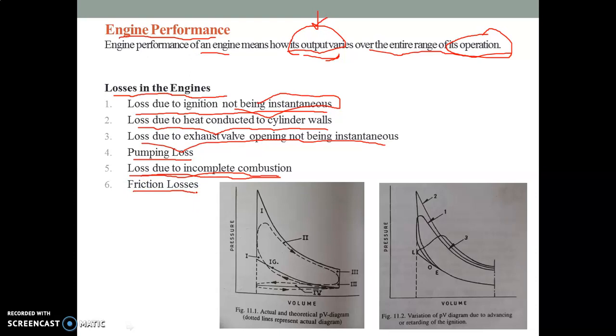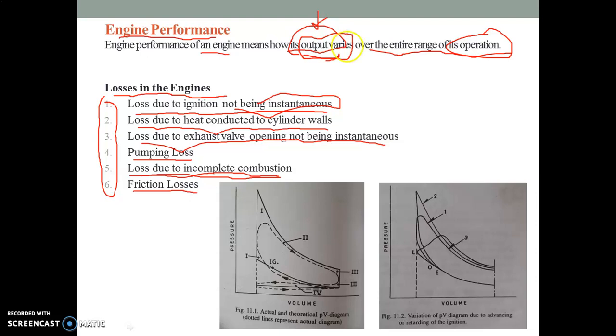So some power is lost in an actual engine to overcome friction of its various running components or parts. Friction losses are caused mainly by the shearing of the lubricant film, since no metal to metal contact can be allowed in the engine to avoid early wear.